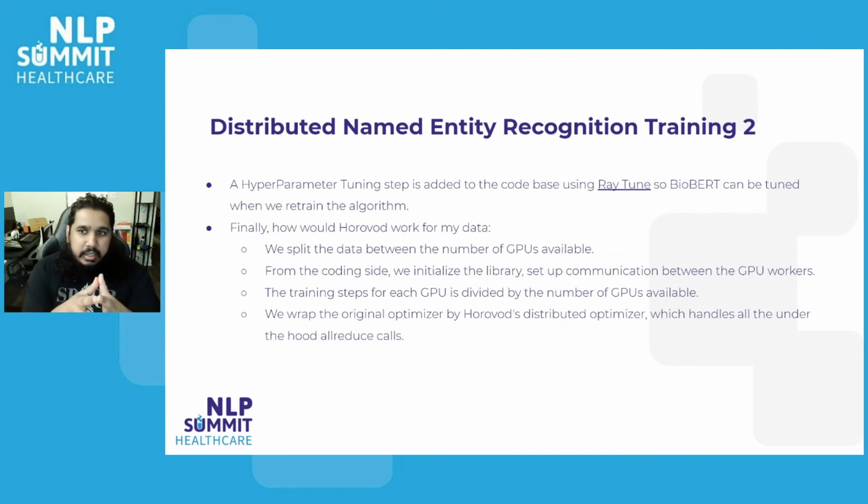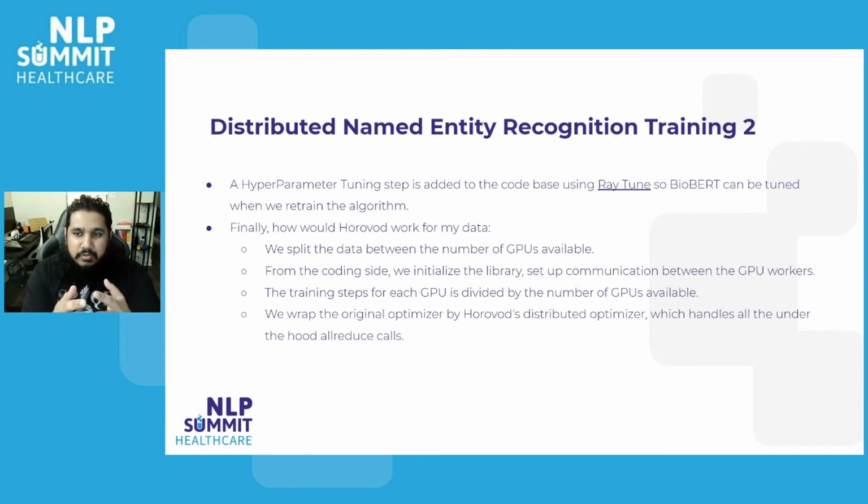The second step that I did was to add the distributed training part to the BioBERT implementation. So I also added a hyperparameter tuning step to the code base using Ray Tune. So BioBERT can be tuned when we retrain the algorithm. And finally, how does Horovod work for my data? So we split the data between the number of GPUs available. And from the coding side, you need to initialize the library, pin each GPU to a single process, and set up communication between the GPU workers.